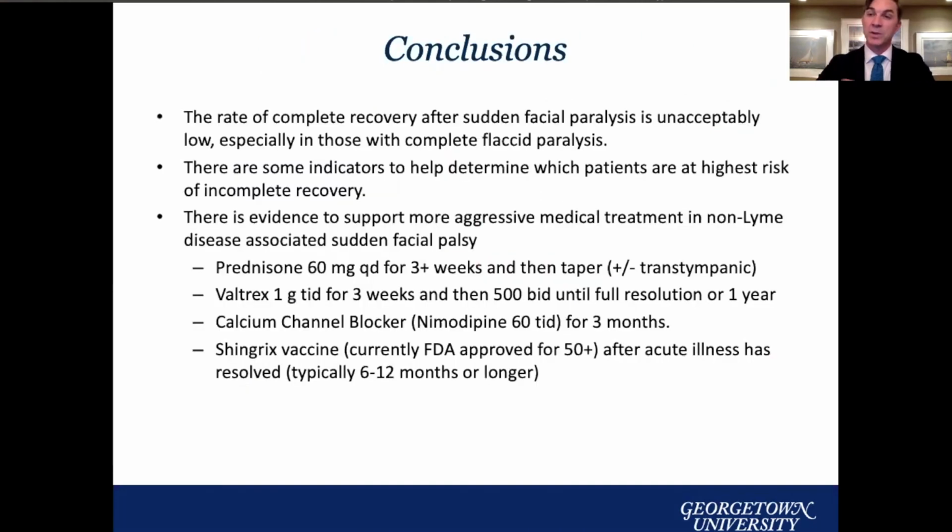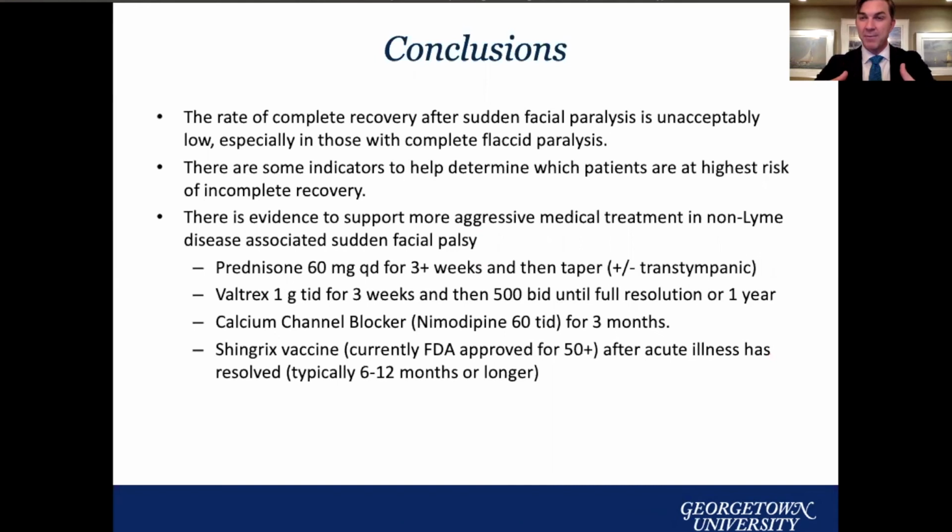So in conclusion, I think the rate of complete recovery after sudden facial paralysis is unacceptably low. And I think when you look at the data, that's a pretty clear conclusion. It's especially low in those with flaccid facial paralysis. There are some indicators that may be able to help us determine which patients are at the greatest risk of incomplete recovery. And what do we do with that data? And what do we do with all those patients, even if we don't see one of those indicators?